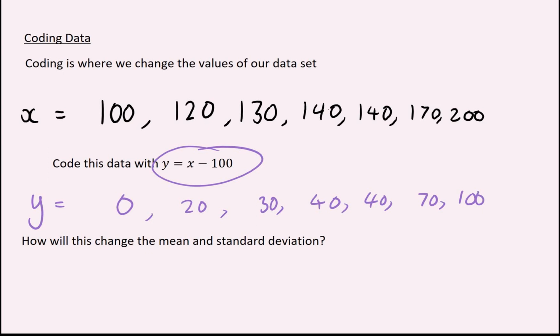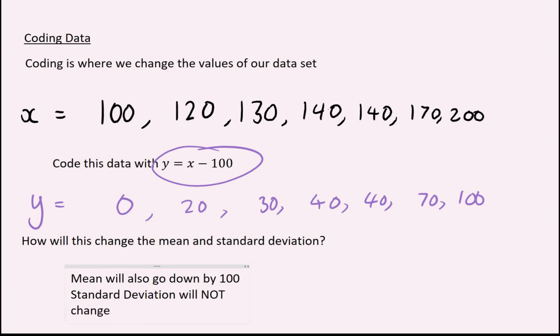So doing the mean first, I'm sure you can see fairly easily, if all my values go down by 100, then my mean will also go down by 100. Standard deviation will not change. The reason for that is the standard deviation is a measure of spread. It's how spread apart my numbers are. If all my numbers go down by the exact same amount, they're still equally as far apart as they were beforehand. They haven't got any closer or further apart from each other. So the standard deviation will not change. And that's really important. If you shift all the values up or all the values down, that has no effect on the standard deviation.